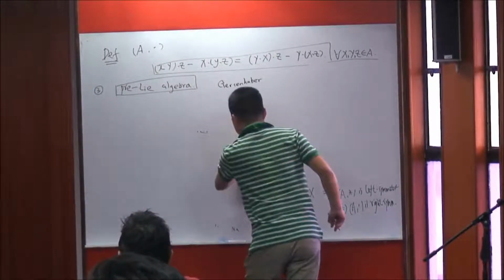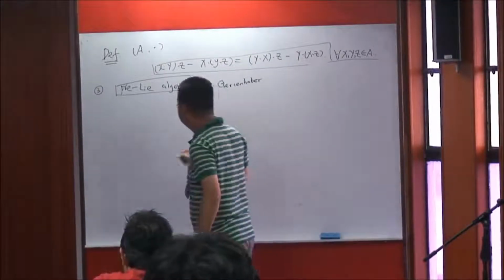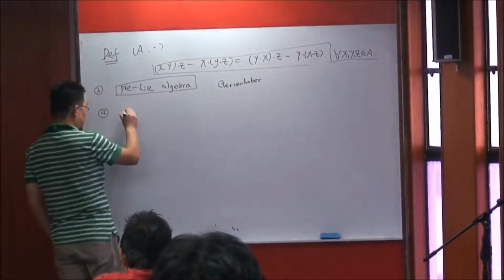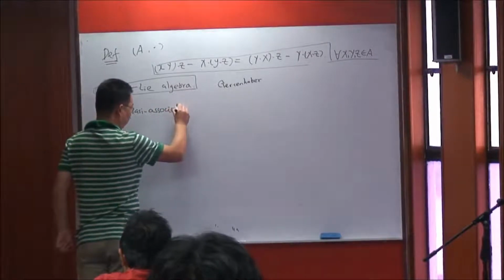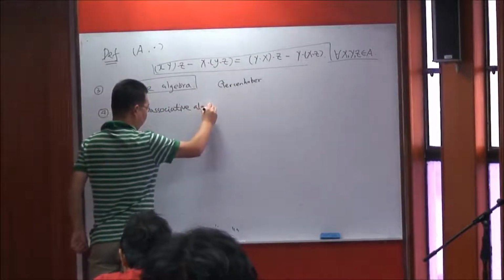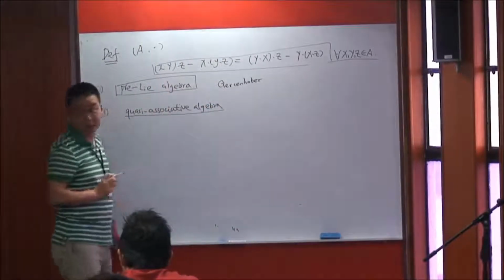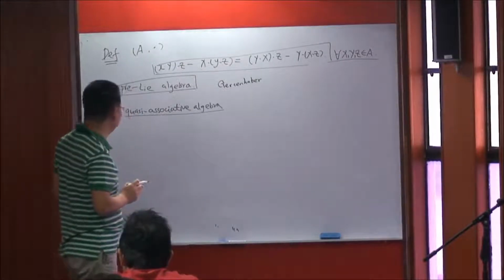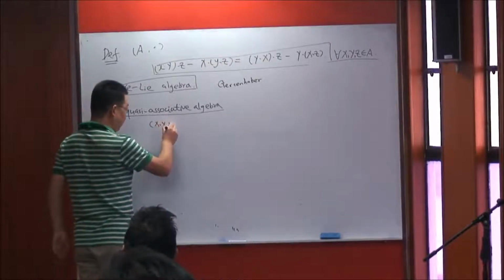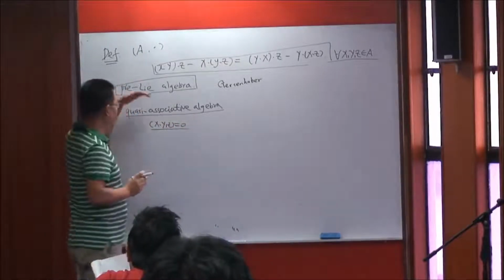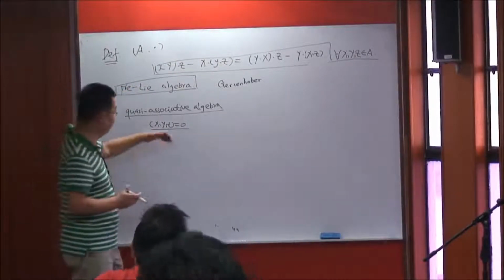The fourth name is given by Chengming Bai. It's called quasi-associative. Why is it called quasi? Because obviously the associative algebra belongs to a special pre-Lie algebra. In some sense, the associative algebra means (x, y, z) equals 0. So the pre-Lie algebra can be regarded as a natural generalization of associative algebra. It's given by Chengming.